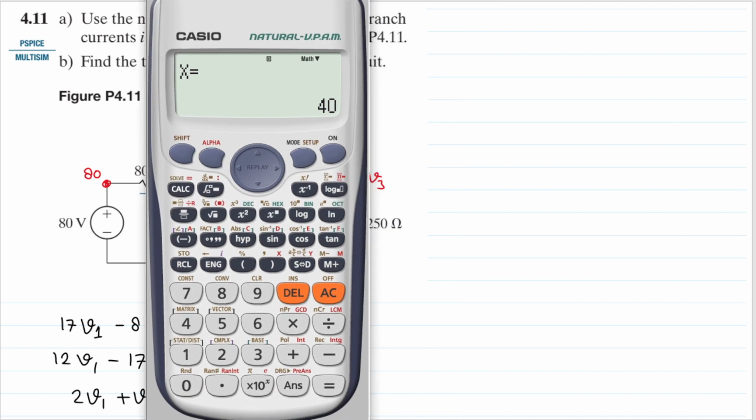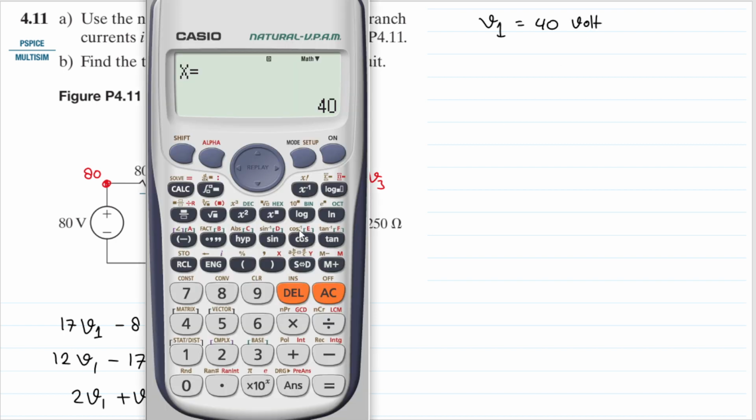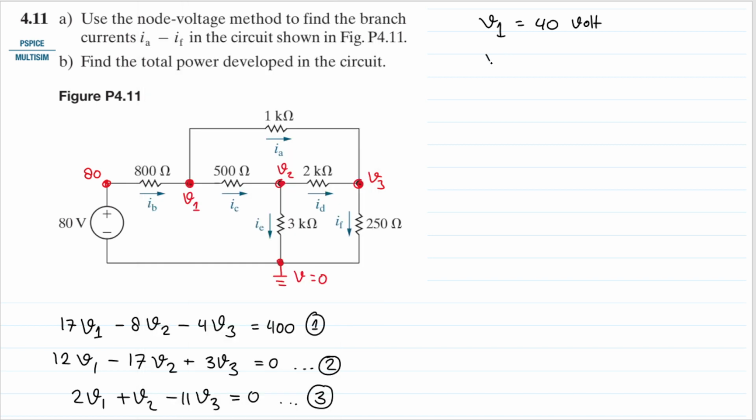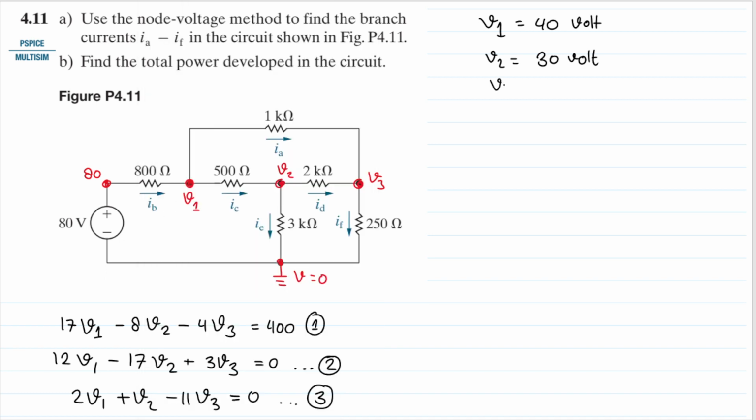Okay, we will have that V1 is 40 volt. Oh, nice number. And then what else? We have V2. V2 is 30 volt, which is also a nice number. Okay, and what else? V3. V3 is 10 volt. And I think we are set for finding out IA, IB, IC, and until IF, right?